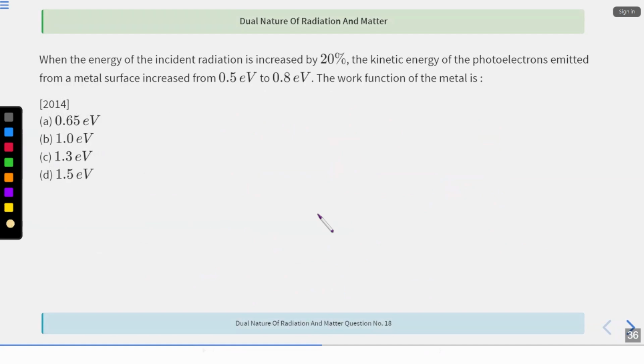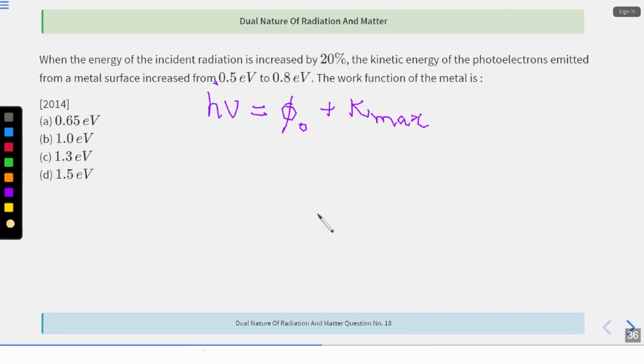Okay. Moving on to the next question. When the energy of the incident radiation is increased by 20%, the kinetic energy of the photoelectrons emitted from a surface increased from 0.5 eV to 0.8 eV. The work function of the metal is, okay, so we know Einstein's photoelectric equation, that is nothing but h nu is equal to phi naught plus K max, right?